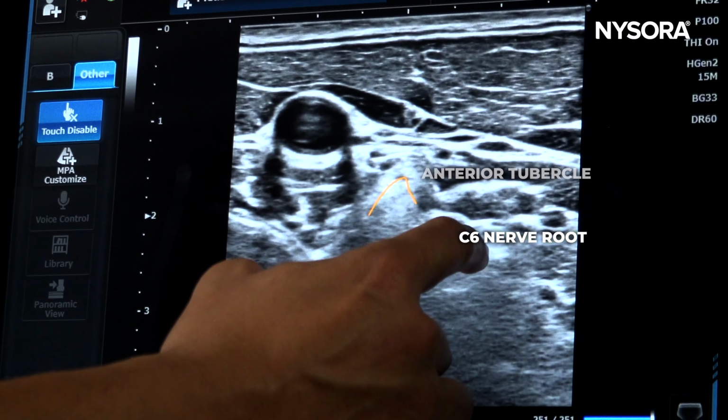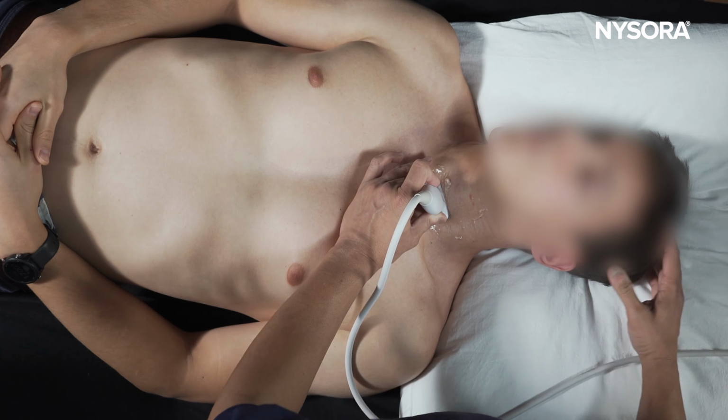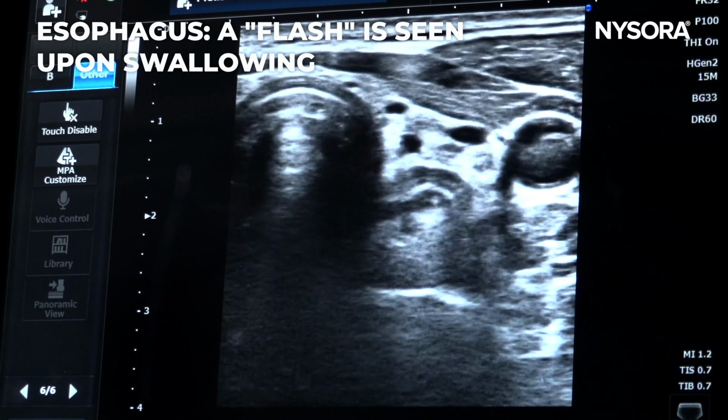The other important structure here you can visualize is a hollow structure, which is the esophagus. Now, how do we know this is the esophagus? You can actually ask the patient to swallow. So can you swallow for us, please? And you saw a flash in that hollow tube. So it's the esophagus.